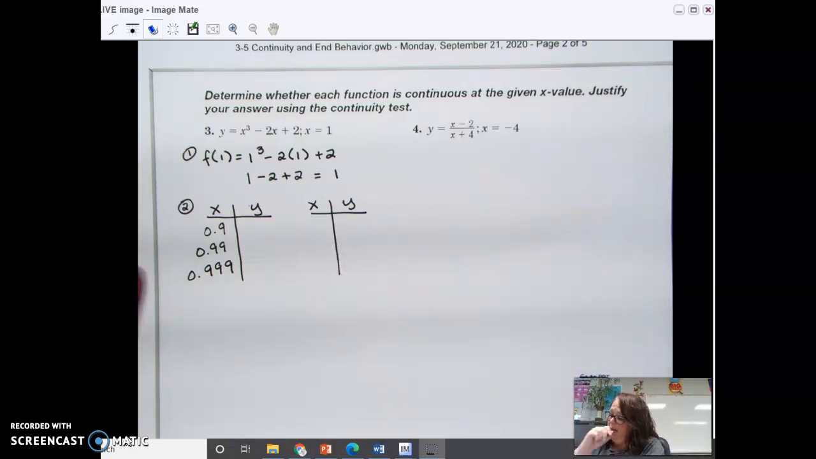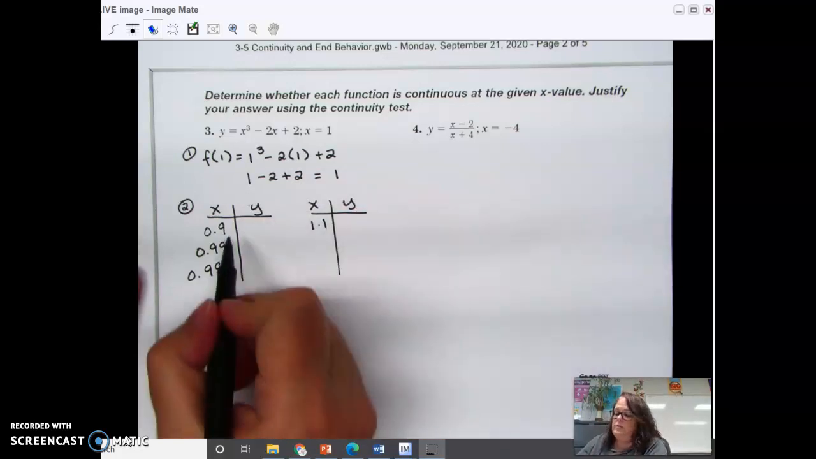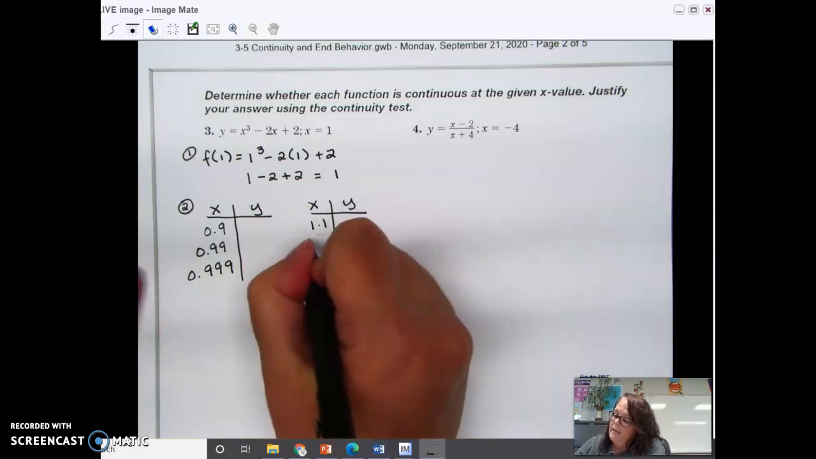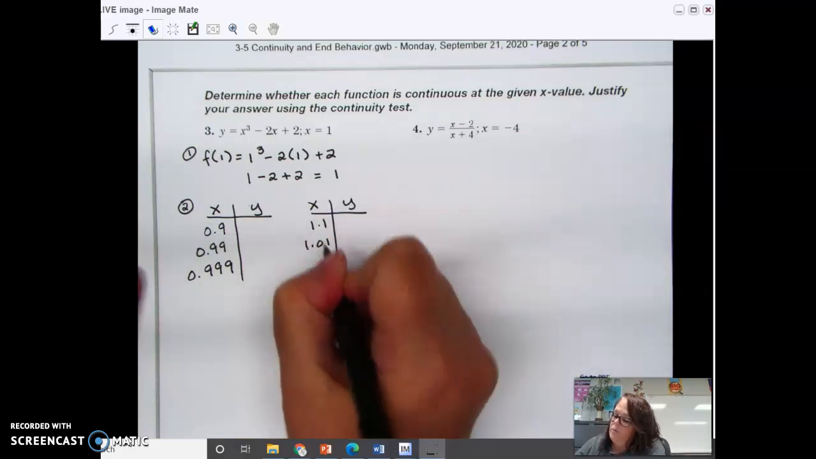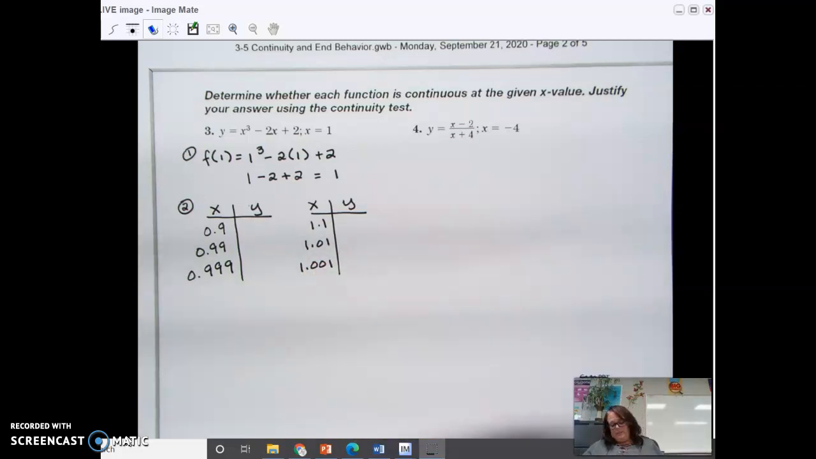Whereas on the right-hand side, to the right of 1, is going to be something like 1.1. So notice here I just subtract 1/10, and here I add 1/10. And then I get a little closer, 1.01 and 1.001. Remember, if you put ones in those spots, you're actually making it bigger and not smaller.